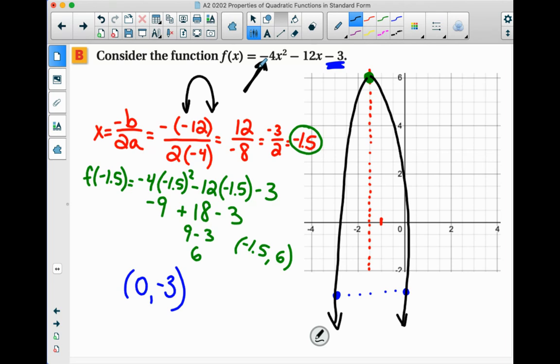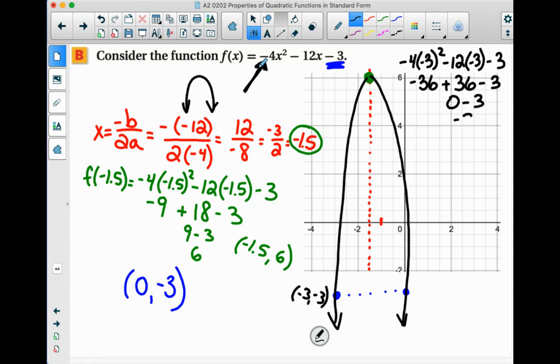Also, let's see, so this would be negative 3 and negative 3. You should be able to substitute those values in for x and y, and it should work out for you. So if you had negative 4 times negative 3 squared minus 12 times negative 3 minus 3, this would come out to negative 36 plus 36 minus 3, which would give you 0 minus 3, which is negative 3. So we put in negative 3, we got out negative 3.